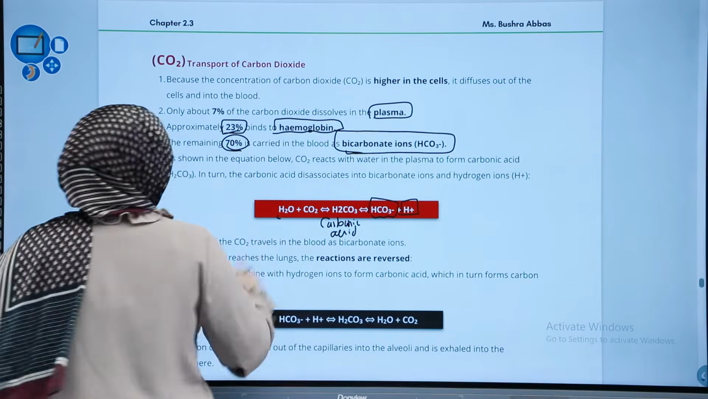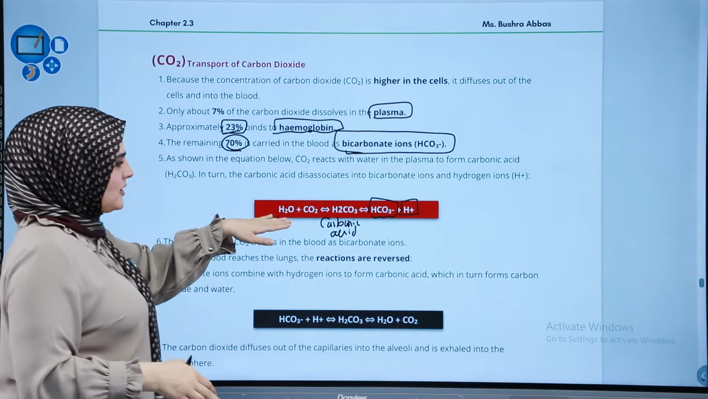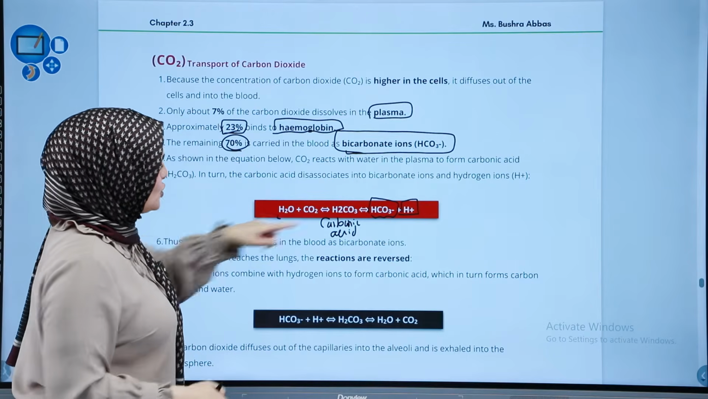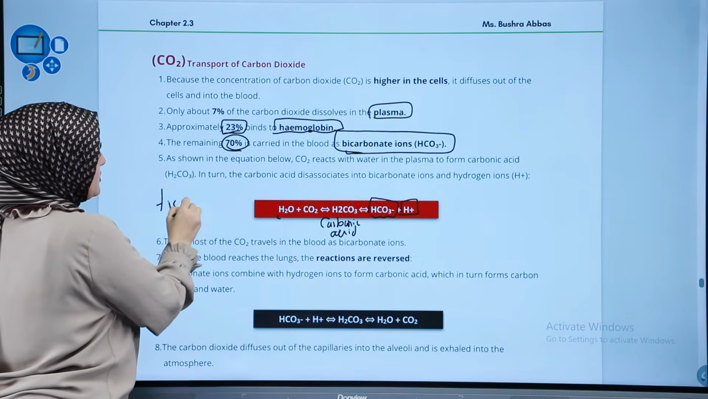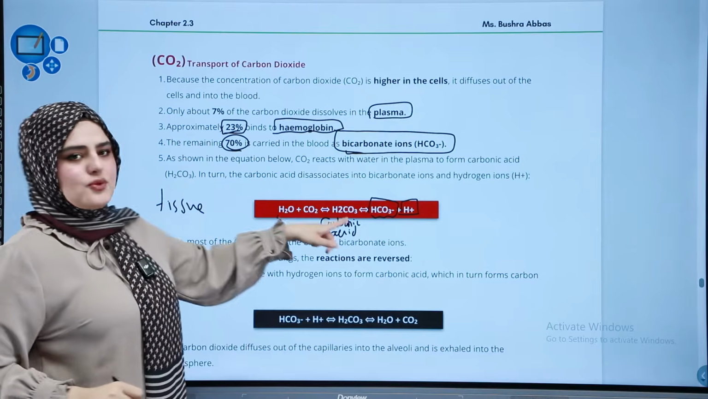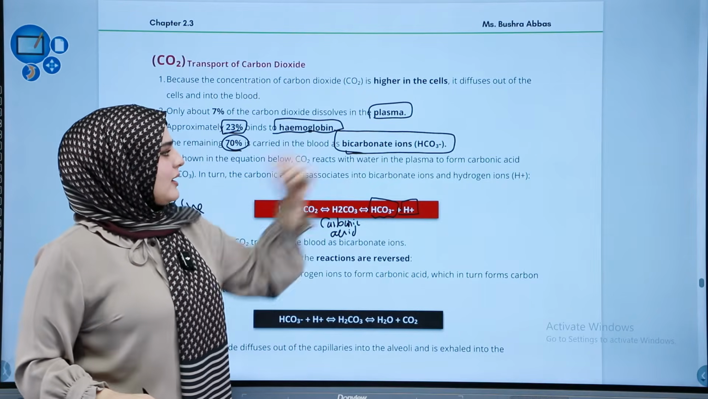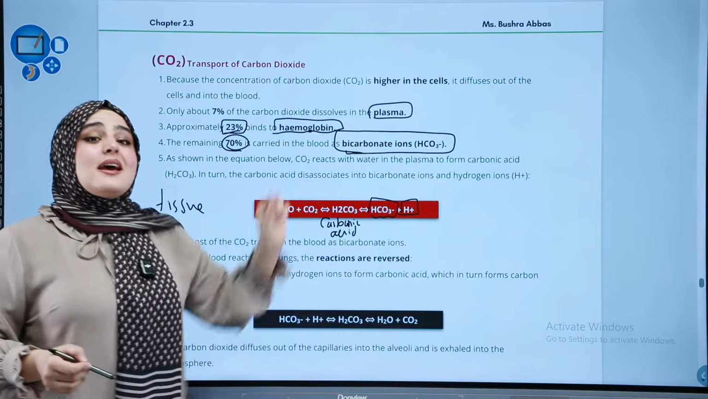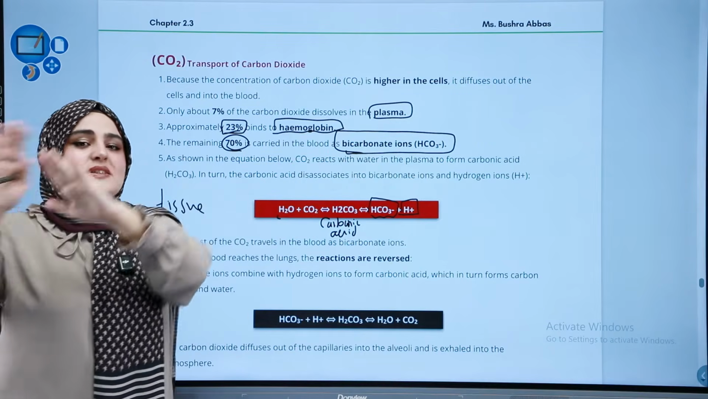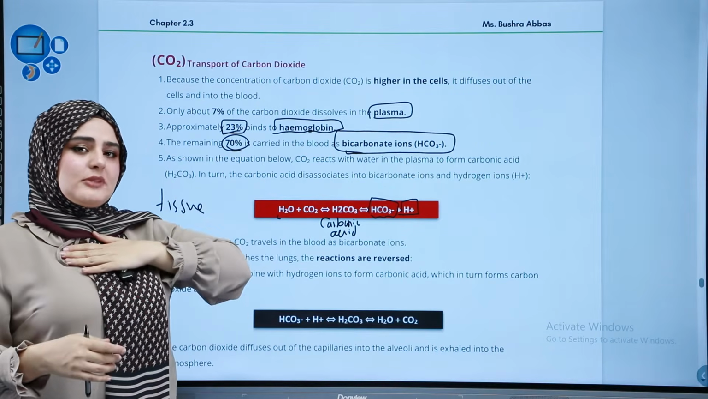So in this case, where does this happen? It happens within the tissue. In the tissue, when we want to get rid of the CO2, it goes to the blood capillary surrounding the tissue, and it gives us the bicarbonate ion. This is a very good form to send it back to the lung.